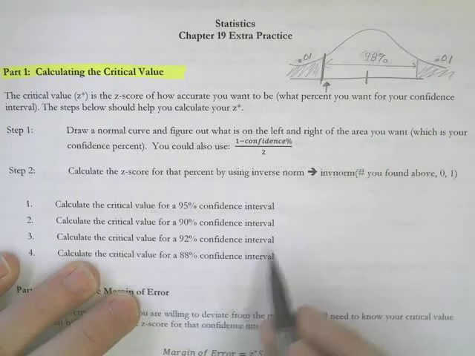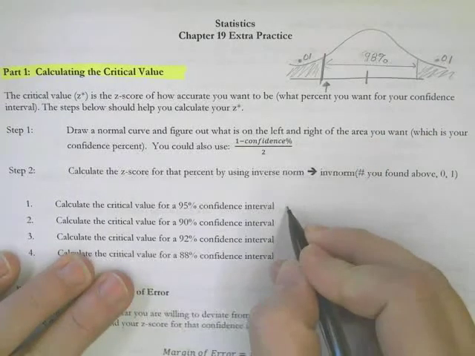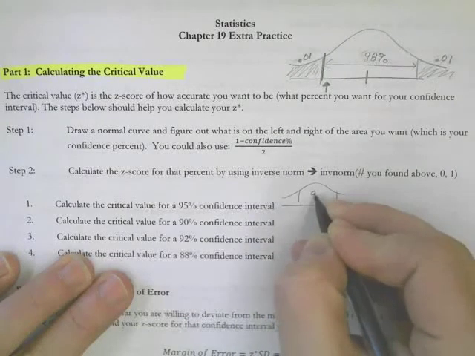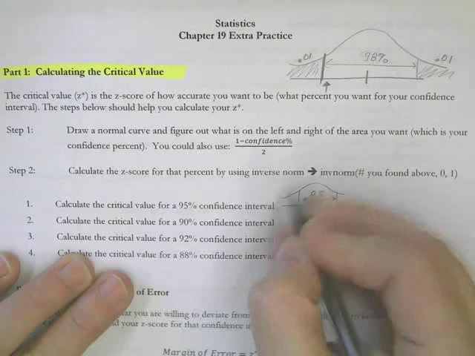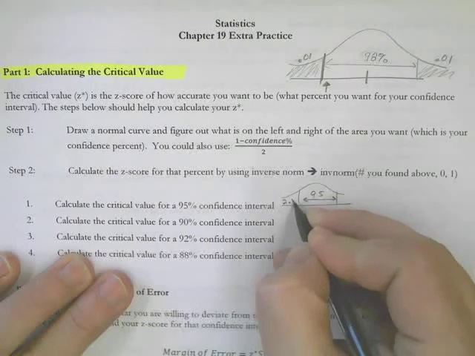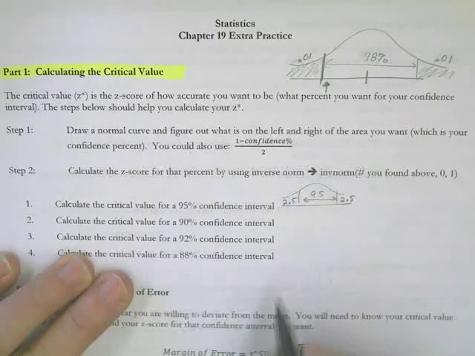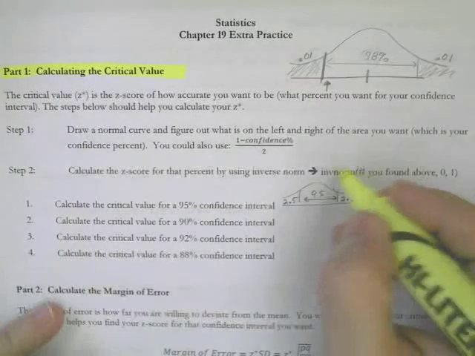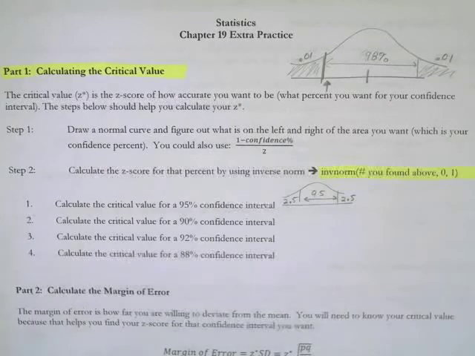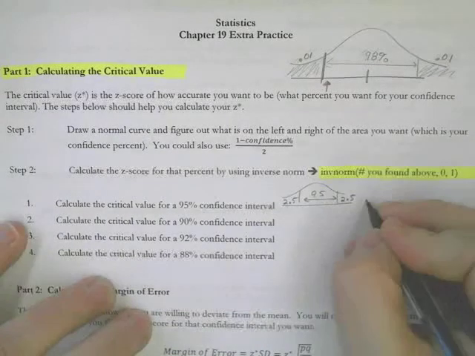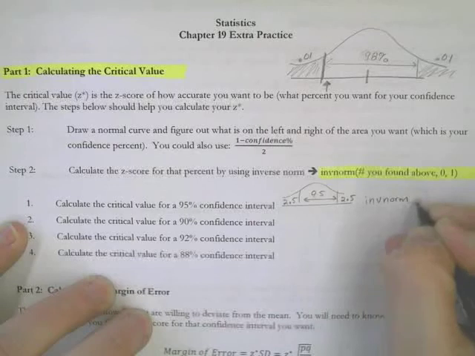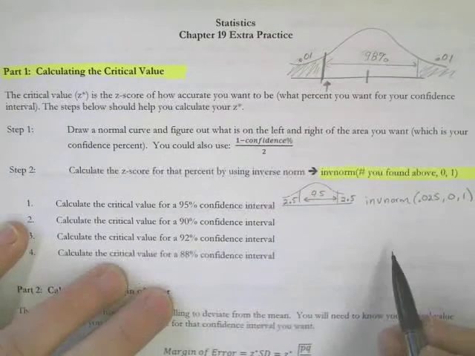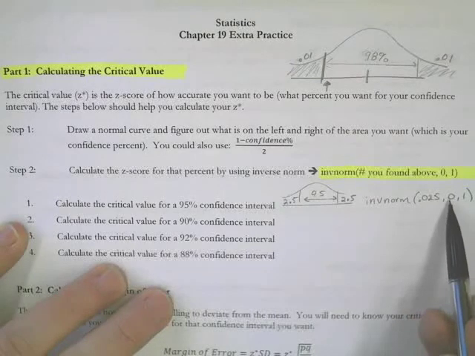Okay, so for a 95% confidence interval, I draw it, I got 95% here, so that means there's 2.5% on each side. So what we do now is we go to the second step, which is calculate the z-score, which is used by your inverse norm. So it's going to be the inverse norm of 0.025, because we're calculating the z-score based on our standard normal curve that has a mean of 0 and a standard deviation of 1.